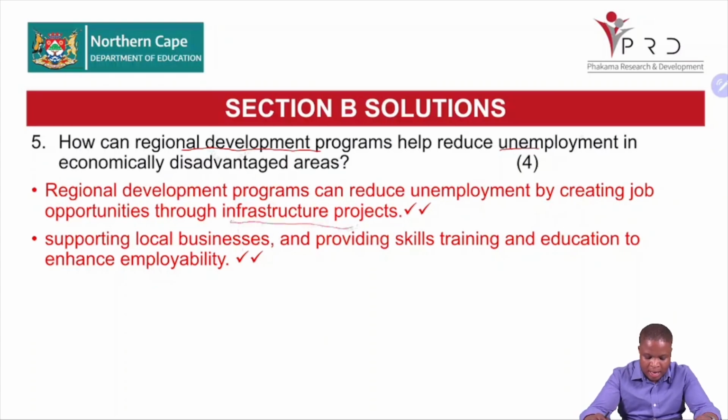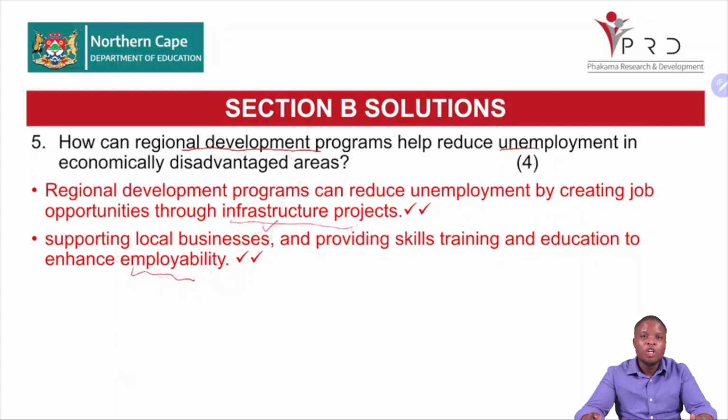Supporting local businesses and providing skills training and education to enhance employability, meaning people to be more employable. So with regional development, it means local businesses are going to grow. There will be more local businesses growing. Those small and medium enterprises will be growing, which will also result in people having certain skills, and then this will make them more employable. Remember, government cannot employ all the people, but government can make people employable by assisting in what? Providing skills and education.